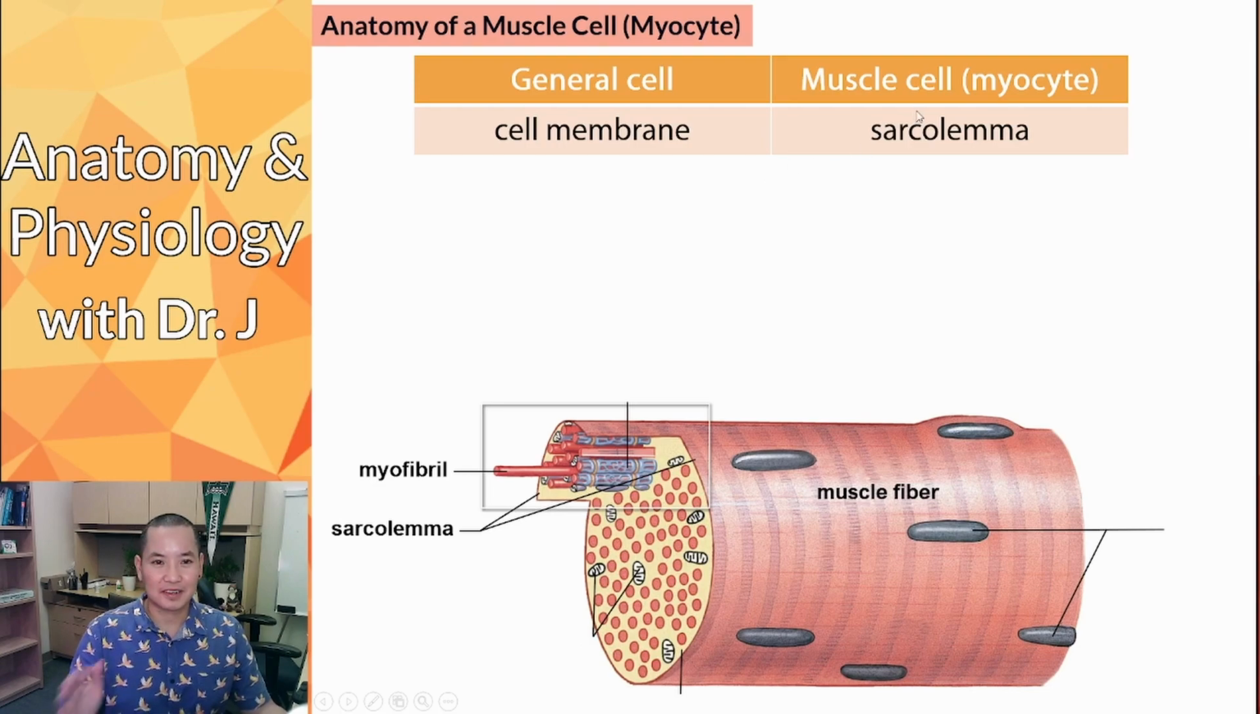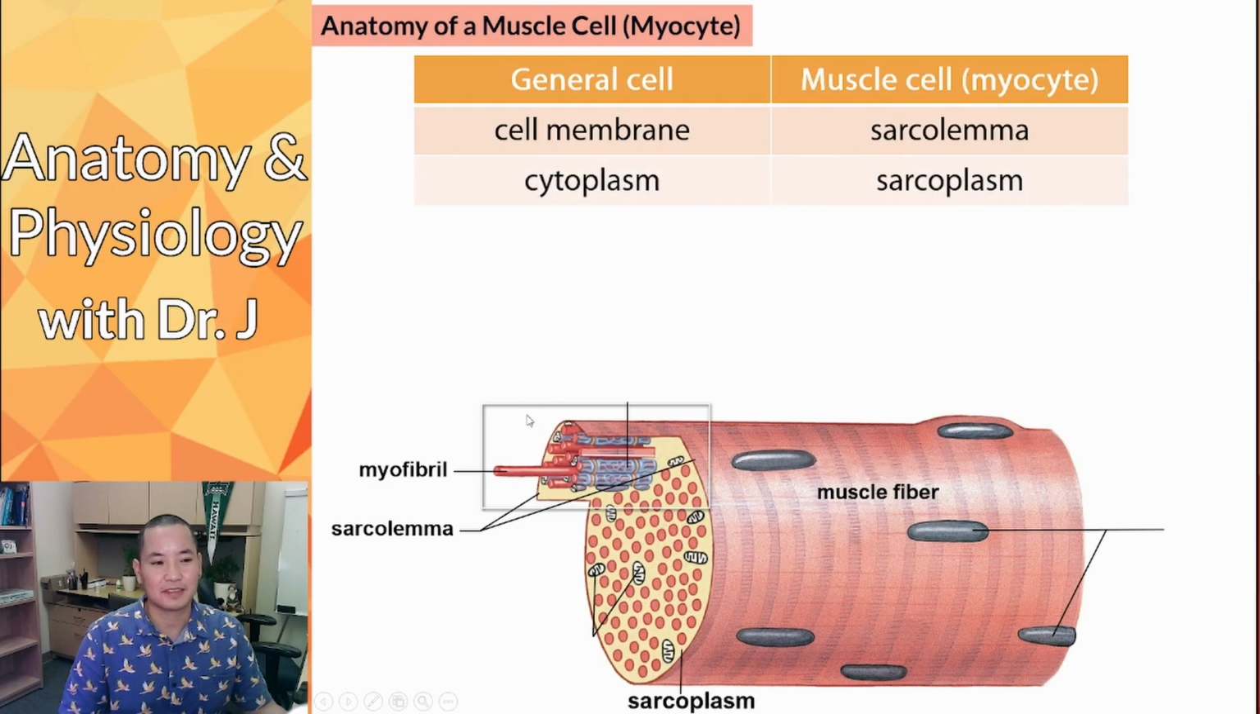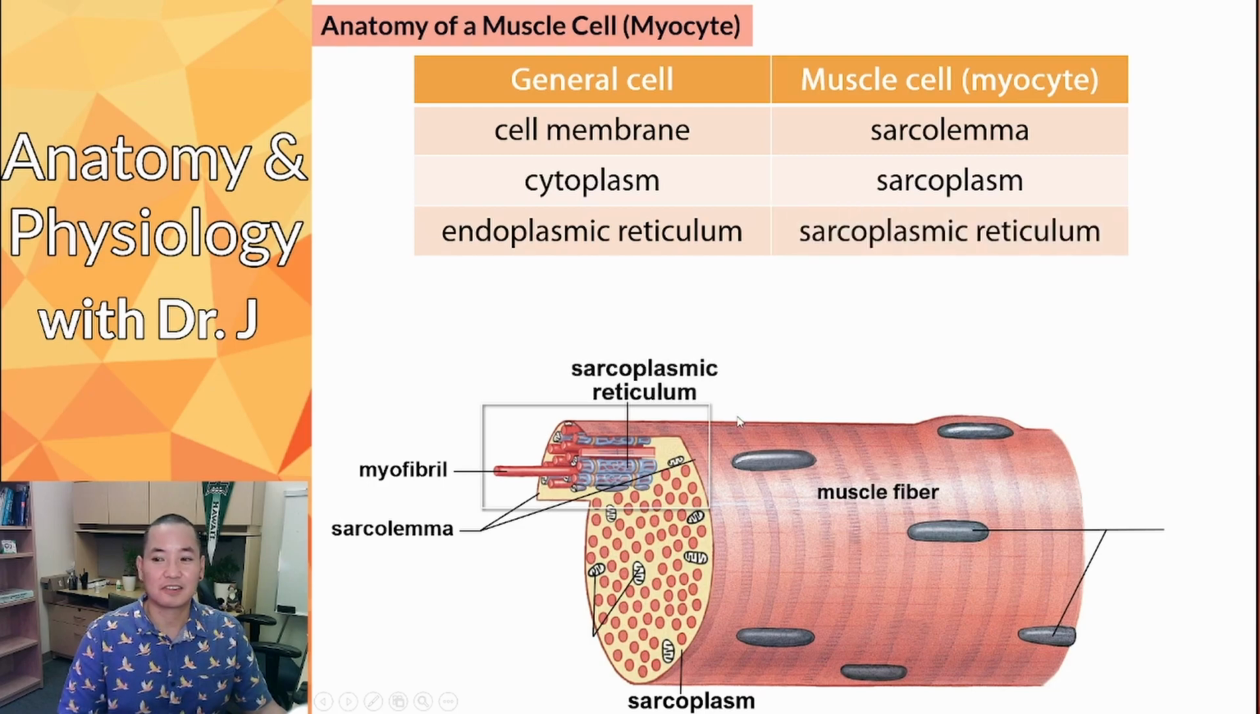This is where we're using the sarco prefix to mean muscle. And then the cytoplasm is also given a special name in muscle cells. It's called sarcoplasm. If you're a gym bro, you've probably heard of this term. So sarcoplasm is just the cytoplasm of a muscle cell. And then the endoplasmic reticulum in a cell is also called the sarcoplasmic reticulum in a muscle cell.